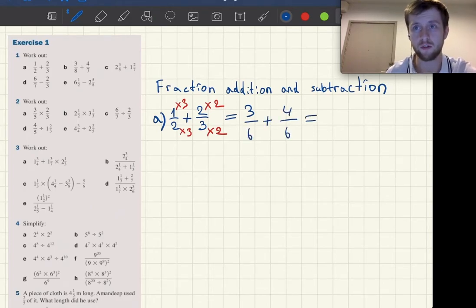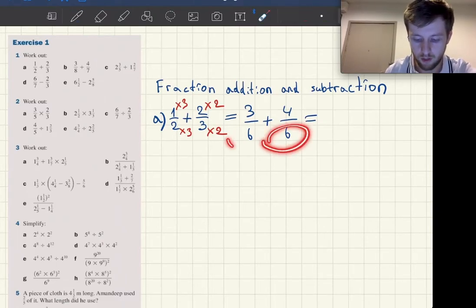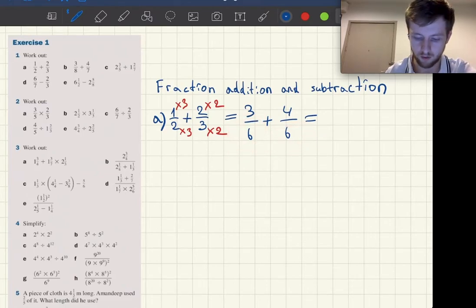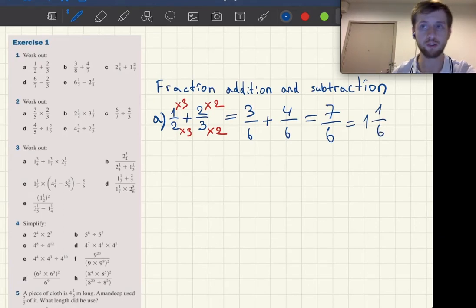Now that we have the same denominator, we just add them together. And so what we get is 7 over 6, which we can write as a mixed number, 1 and 1 over 6. Okay, we'll do a harder one. Let's go straight to E.